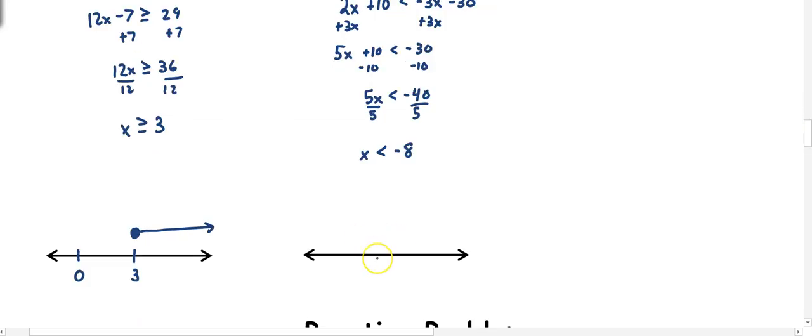So on our number line, we're going to have negative 8. Somewhere to the right, we're going to have 0. Above the negative 8, because it's a less than, we're going to have an open circle, and then we're going to shade to the left.